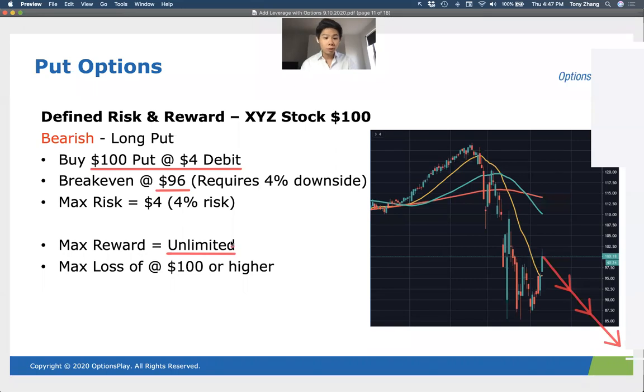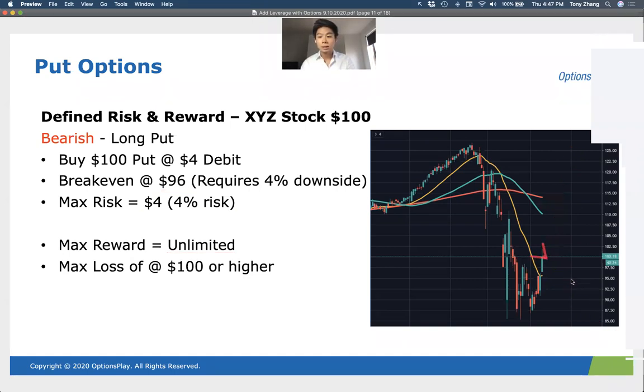And you're only risking 4%. So even if the stock was to shoot significantly higher into the 120s and 130s, guess what? You're only risking 4% of the underlying stock price. You're not risking any more no matter how far the stock goes. That is the leverage that you get when you're buying a put option.